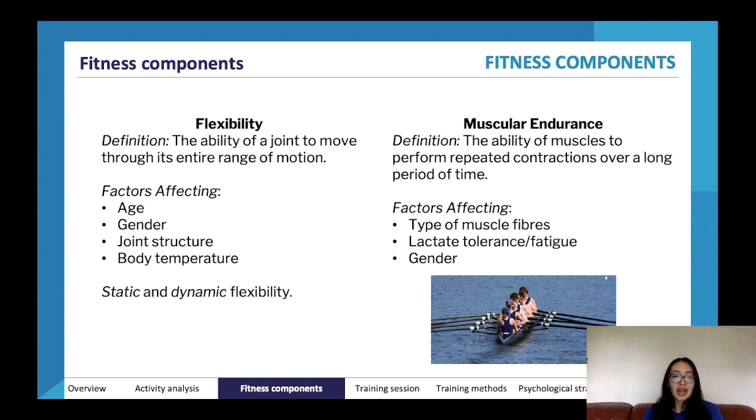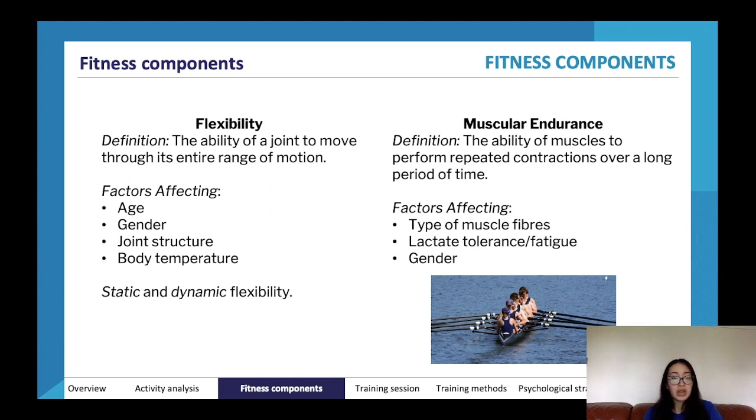Anyway, this is defined as the ability of a joint to move through its entire range of motion. Okay, make sure you know this definition. It also comes up quite often. Factors which can affect it include age. Children are generally more flexible than adults. Gender is another one. Females are typically more flexible than males.